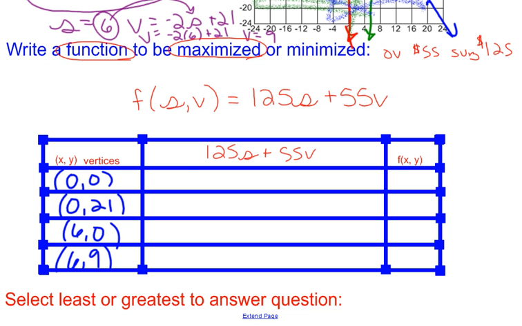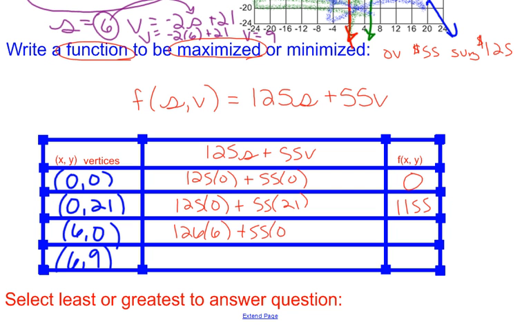So as I go through, I take 125 times 0 plus 55 times 0. So if I don't schedule, one of my borders was 0, 0. If I don't schedule any office visits or any surgeries, I make $0 that day. Then I have 125 times 0, this is no surgeries, plus 55 times 21. So when I get that, I get $1,155. So if I do only office visits for the day, I make almost $1,200. 6 surgeries and no office visits, that's another one of the borders, I make $750.